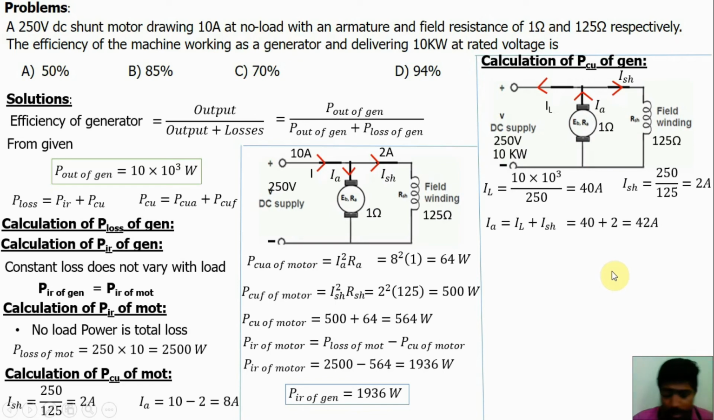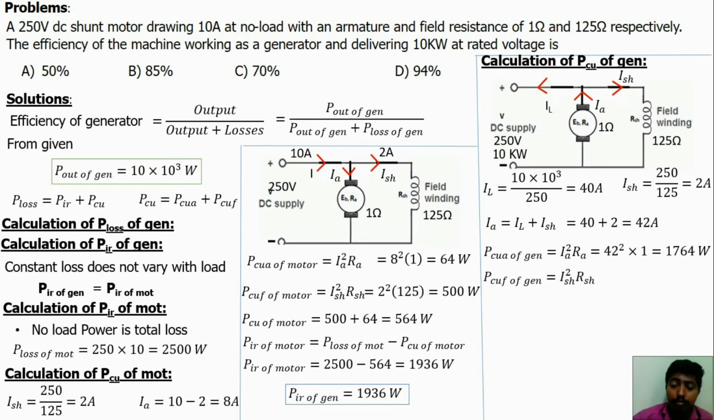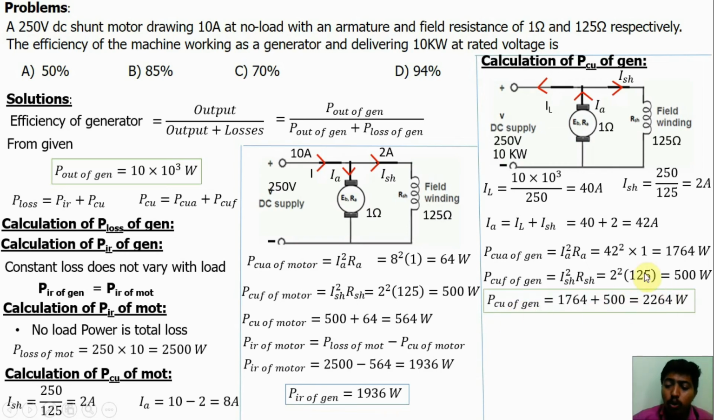Now find the copper loss of armature. IA square RA, just substitute here, we will get 42 square, which is 1764 watts. Now find the field winding loss, PCF of generator. Ish square Rsh, here Ish value is 2 amps, so we will get 500 watts. Now the total copper loss of generator is PCU is equal to 2264 watts. This is the combined form of armature and field winding.